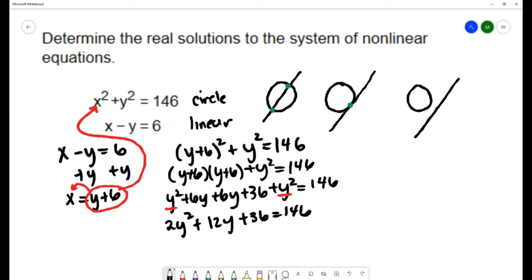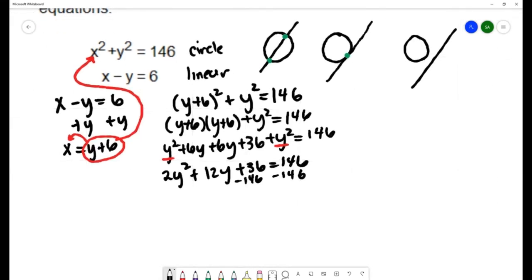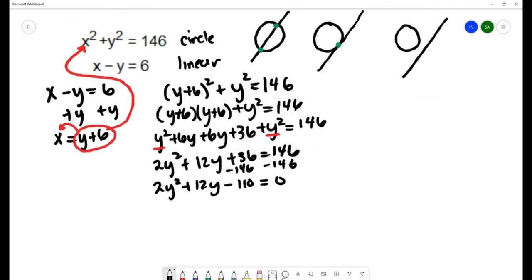So I can see that this is a quadratic equation. I'm going to move all the terms to the same side. So I'll subtract 146. And that gives 2y squared plus 12y minus 110 equals 0. And I'm going to try to solve this quadratic equation by factoring. I notice all these numbers are even, so let's factor out a 2. I'll be left with y squared plus 6y minus 55 equals 0.